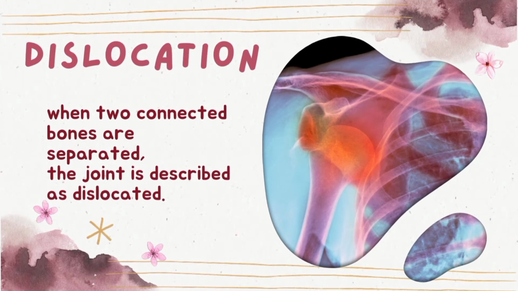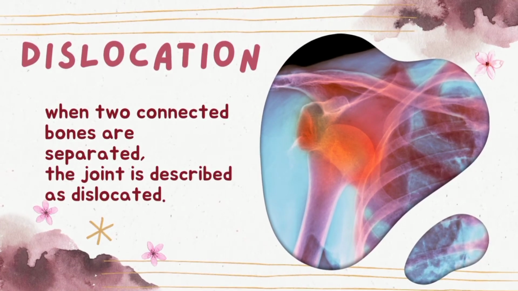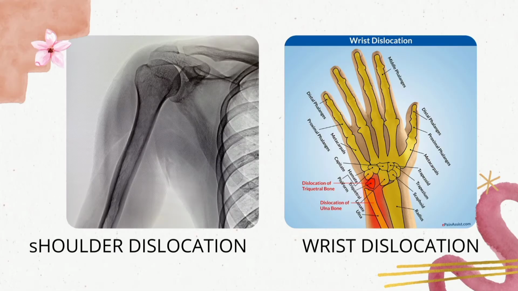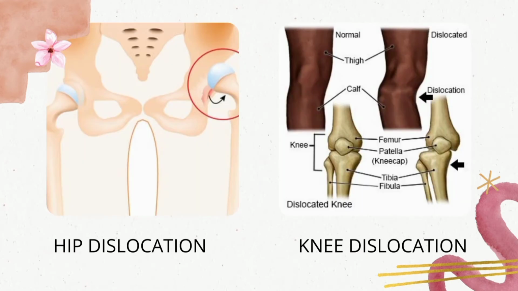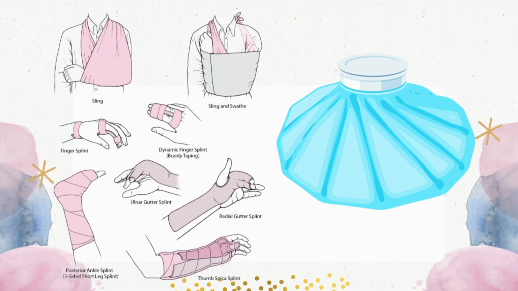Dislocation. When two connected bones are separated, the joint is described as dislocated. Contact sports such as football, basketball, and lacrosse, as well as high-impact sports that can result in excessive stretching or falling, cause the majority of dislocations. Types of dislocation: shoulder dislocation, wrist dislocation, hip dislocation, knee dislocation, and ankle dislocation.